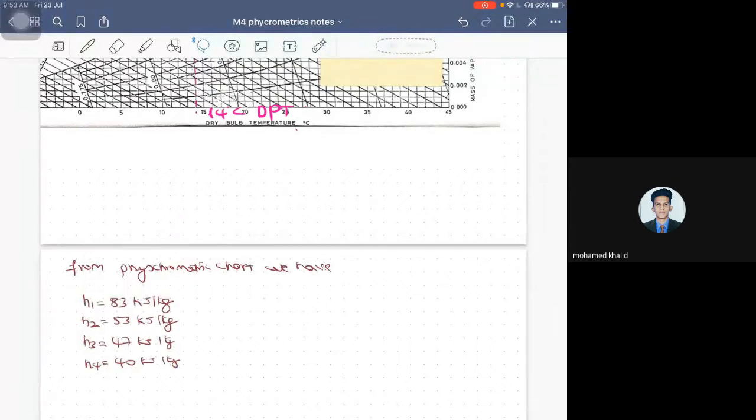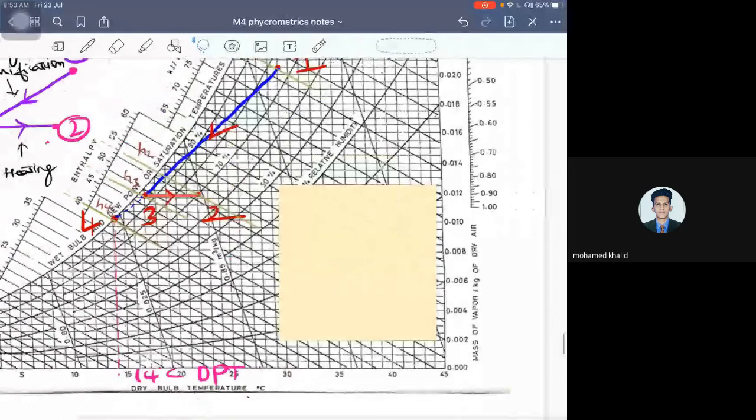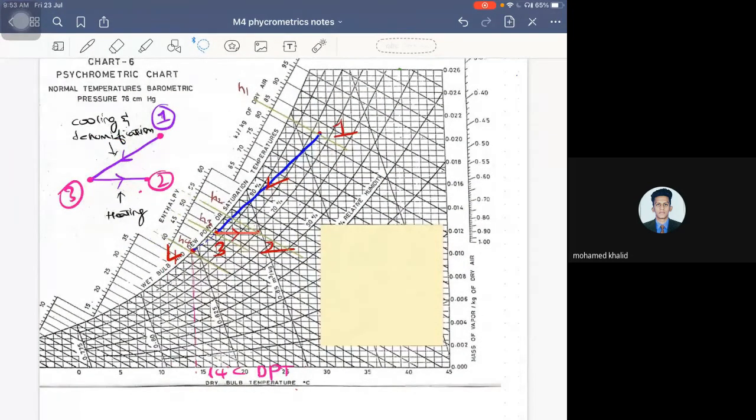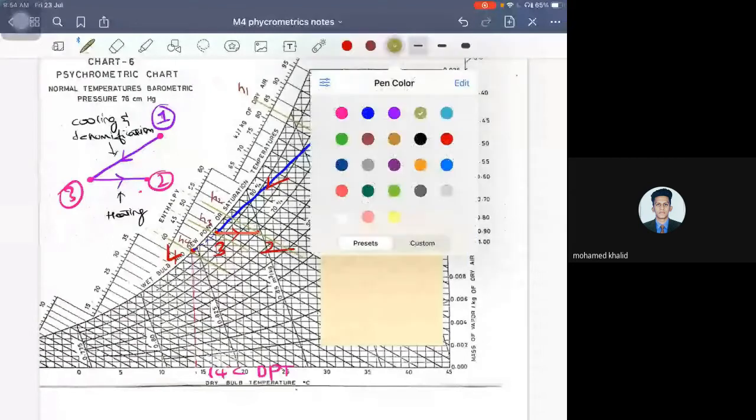Now, can I have omega values? Where can I find omega values, which is specific humidity? For specific humidity, you have to refer to the y-axis here. So this gives us the specific humidity values, right? All this is the specific humidity value, which is horizontal.